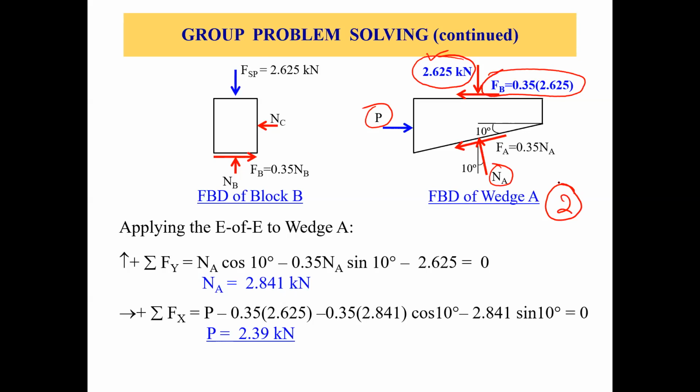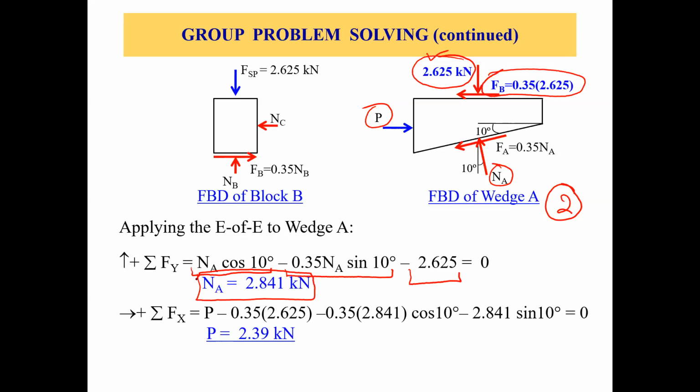So we can just apply the equation of equilibrium to wedge A. Let's apply sigma Fy equals 0. How many forces do we have in y direction? We have three forces, right? We have 2.625 kilonewtons acting downwards on top of wedge A, right? So this is negative 2.625. Then we have the y component of N sub A and y component of F sub A, right? So this is the y component of N sub A, and this is the y component of F sub A. So from here, we can get the value of N sub A, which is 2.841 kilonewtons, right?